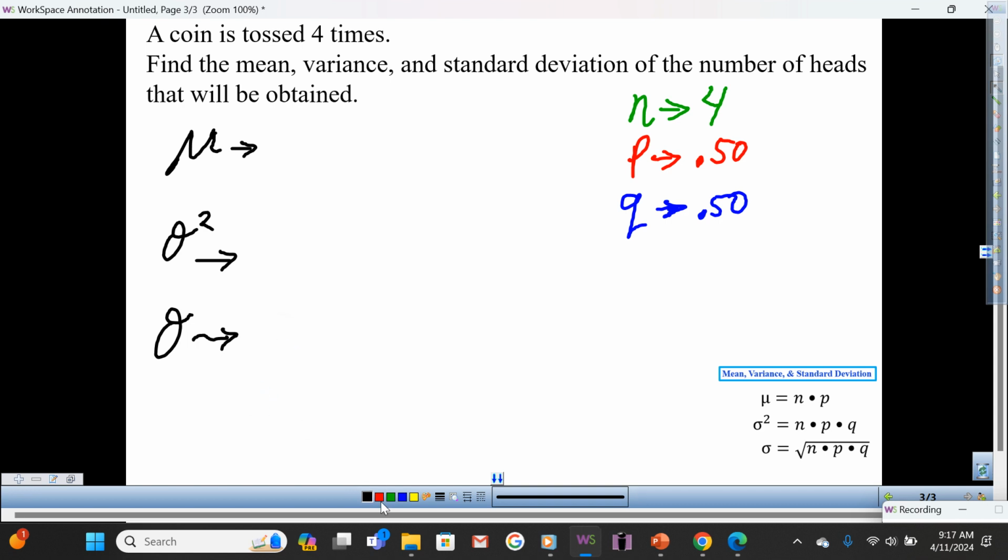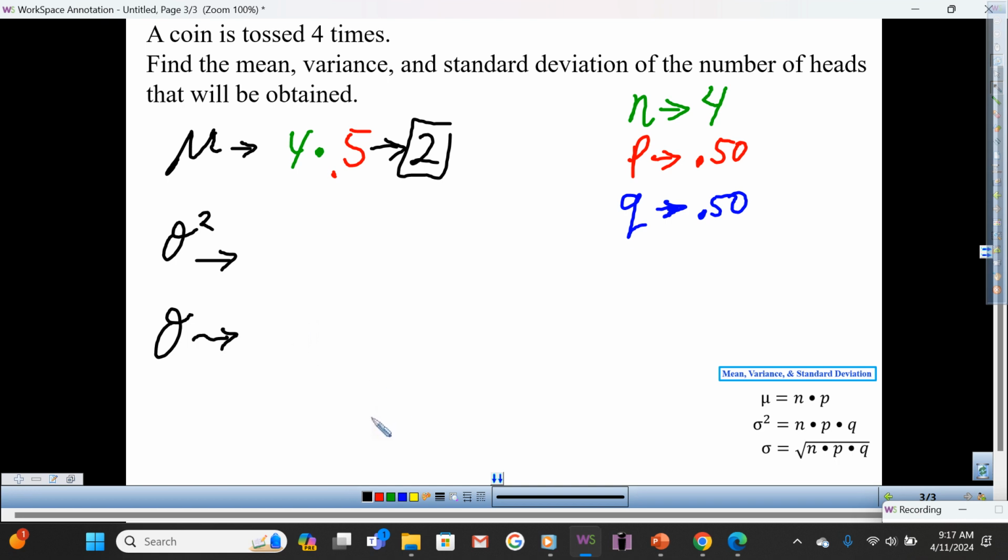All right, what do I write for the mean? Help me set it up. Jaden. 4 times 0.5 or 0.50. All right. So the mean is 2. All right.